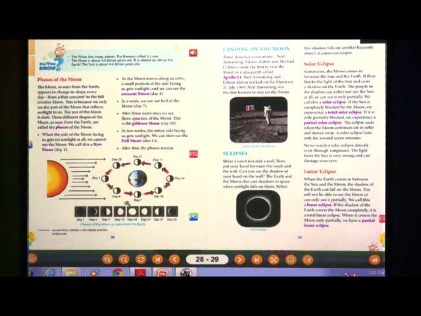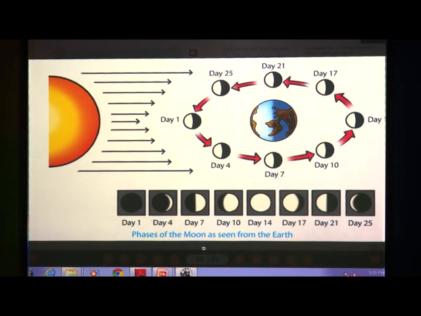In your textbook also you can see the phases of the moon. Suppose this is day 1. On day 1 we cannot see the moon, and this is called the new moon. Here is the earth. If we are on the earth, we cannot see the moon on the first day. Then after the fourth day, in this picture you can see the crescent moon. Why? Because only a small portion of the side facing us gets sunlight, and we can see the crescent moon.